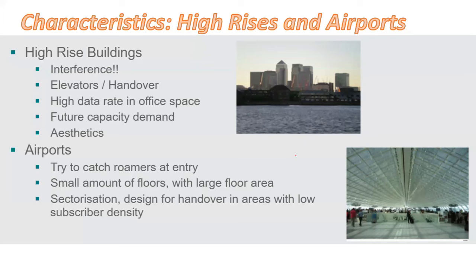So let's talk about issues in different kinds of buildings. The first one is the high-rise building. For high-rise buildings, the first issue is related to interference, since they have direct line of sight from a macro site. This can interfere with our IBS solution. Also, since these facilities have a large number of floors to cover, handover inside the elevator is important.